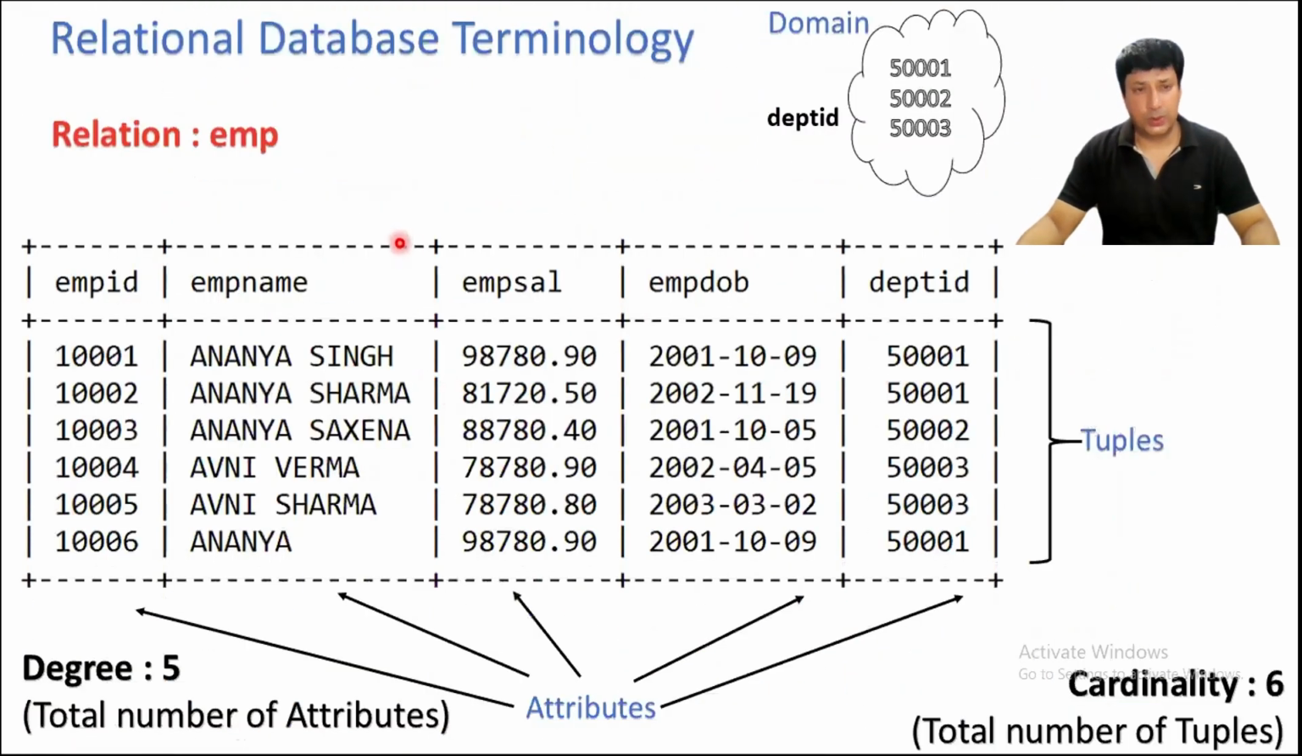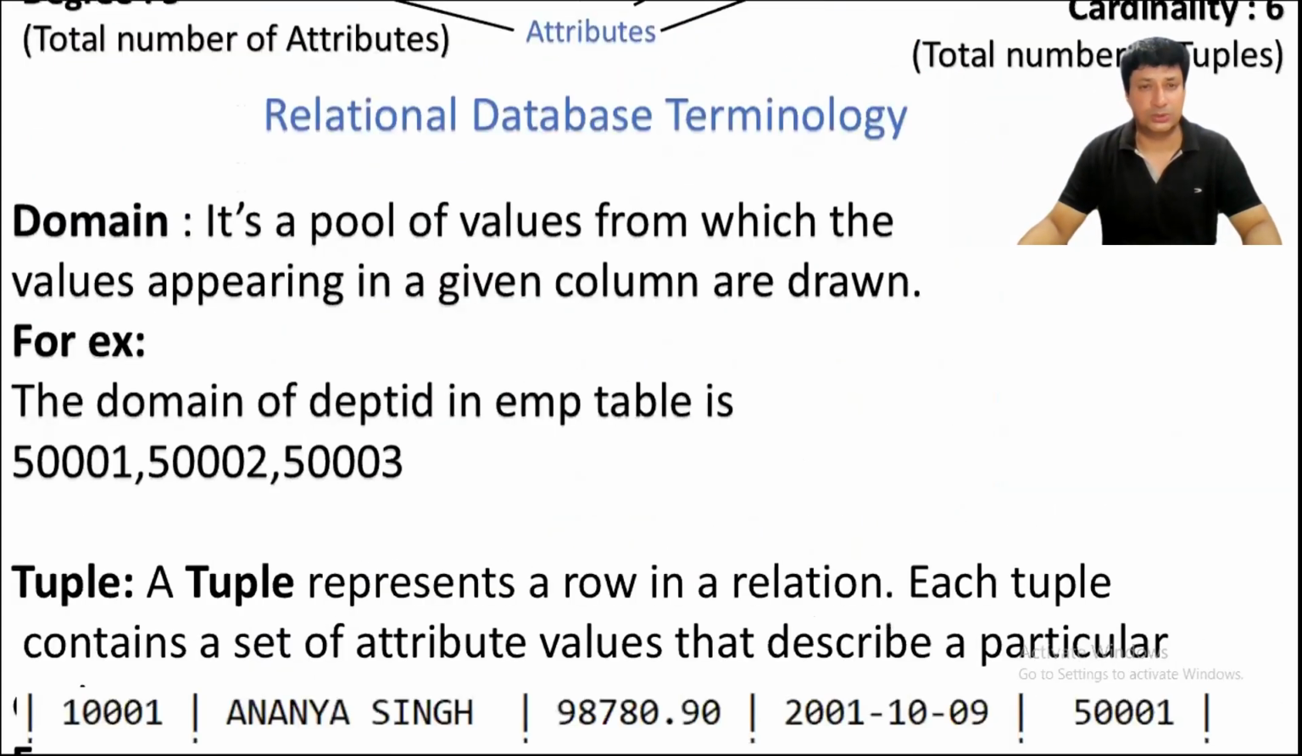Now, moving on to the next one, that is relational database terminology. In this, we'll be talking about the various terms of the relational database. We'll be talking about the domain, tuples, degree, attribute, cardinality. Let's understand all these terms one by one.